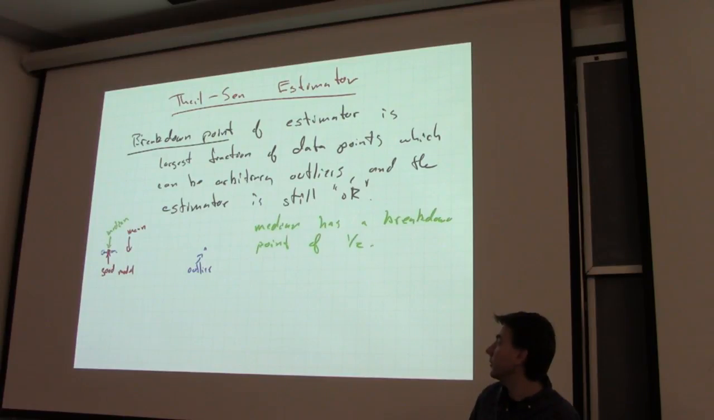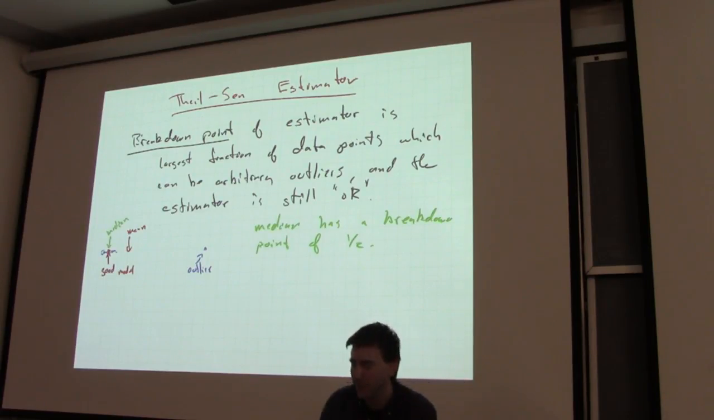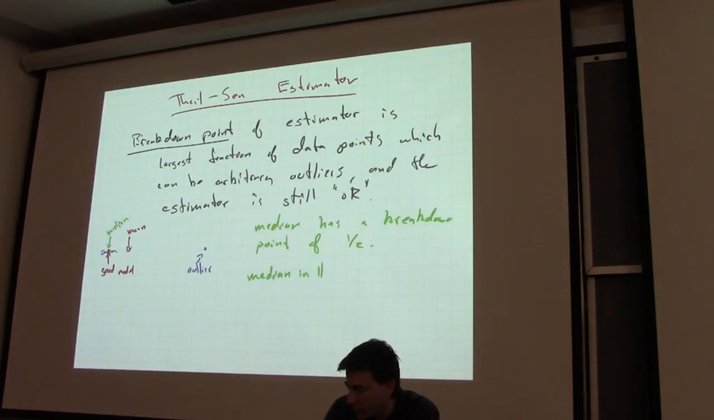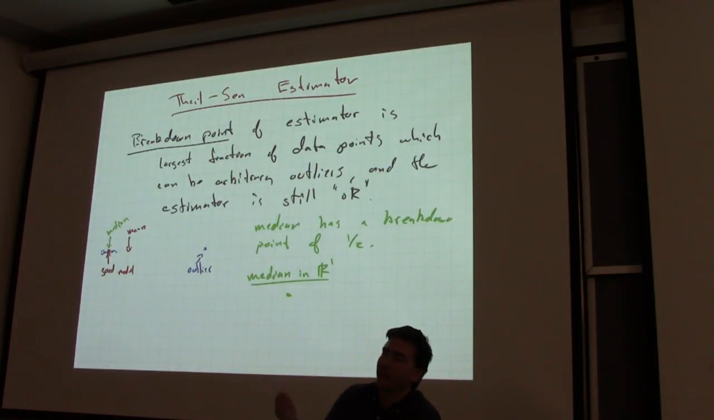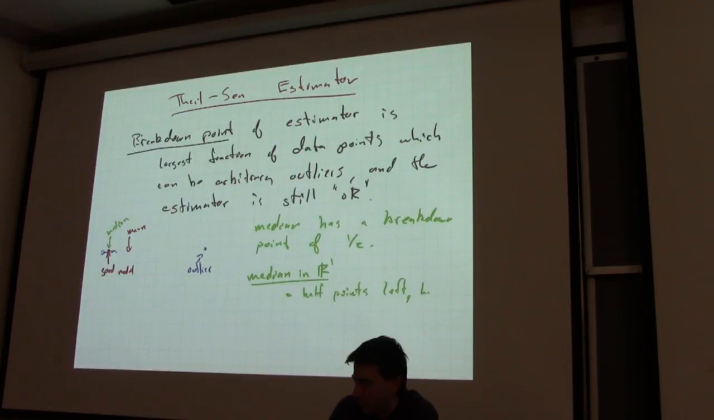So median in 1D has multiple equivalent definitions. The median in R1, there are multiple ways of saying it. You can just say, assume there's an odd number of points, and then you can say half the points are on the left and half on the right. This is one version of saying it.